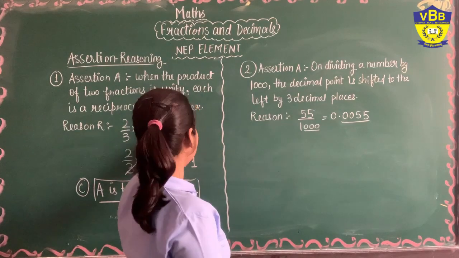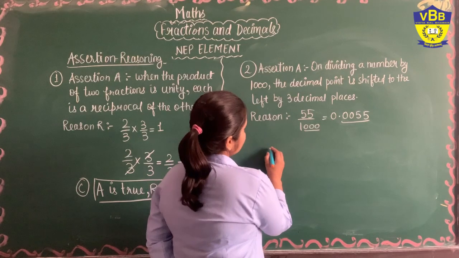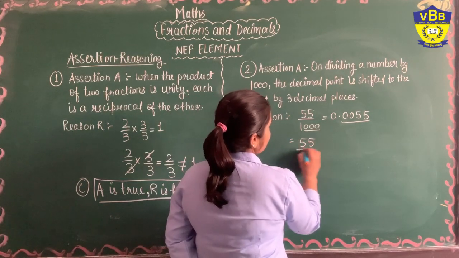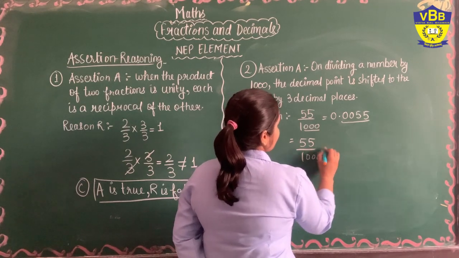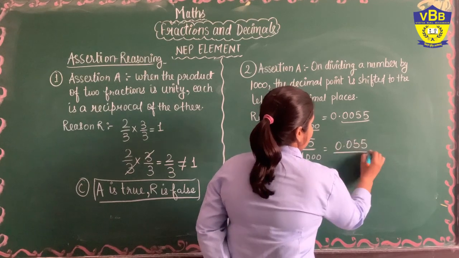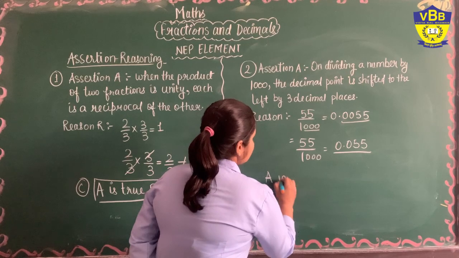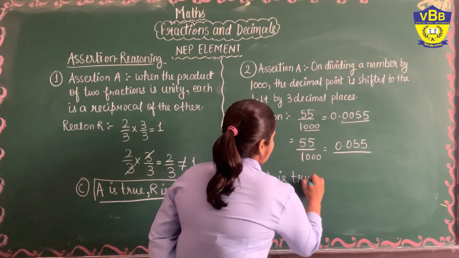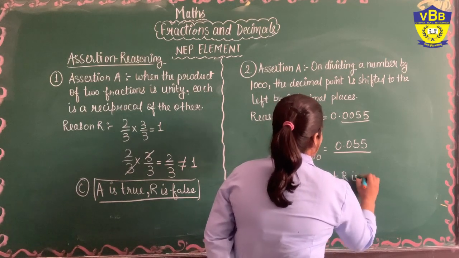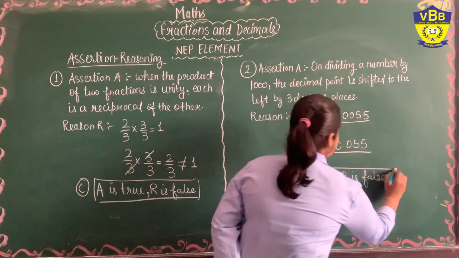Again, similar to the previous question, here the assertion is true and the reason is false, because 55 by 1000 is basically 0.055. The decimal has to be placed after 3 decimal places. So here also the assertion is true but the reason is false. Again option C is correct for this question.